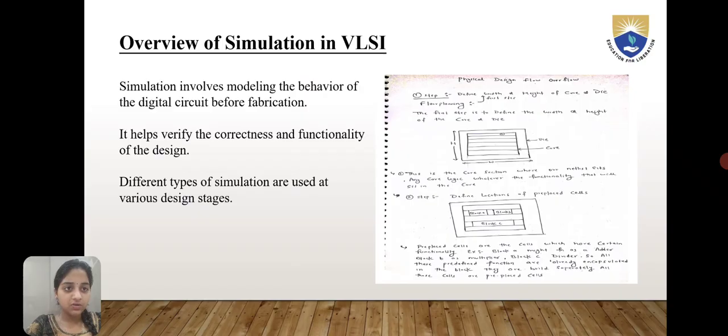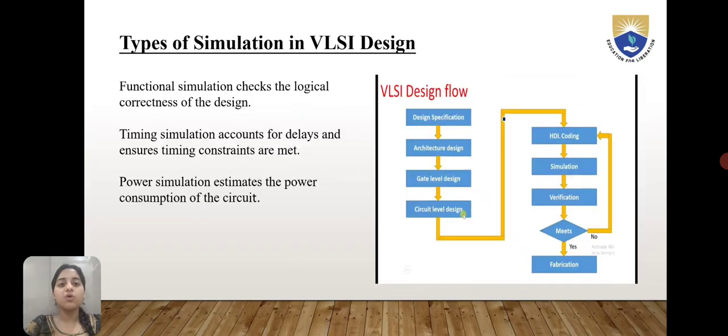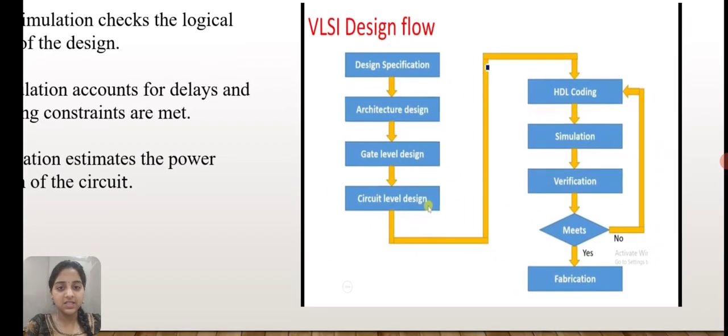So here we can see the types of simulation in VLSI design. Functional simulation checks the logical correctness of the design. Timing simulation accounts for delays and ensures timing constraints are met. Power simulation estimates the power consumption of the circuit. So here on the right side we can see the VLSI design flow.